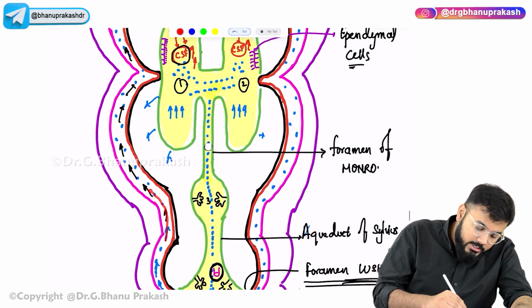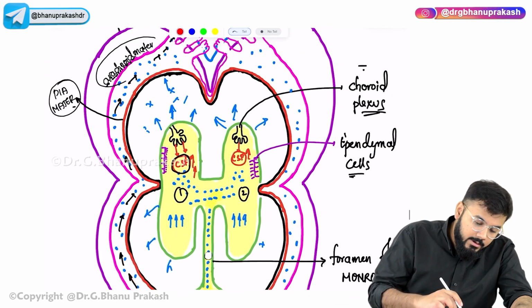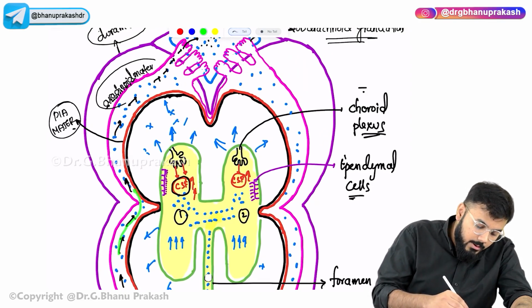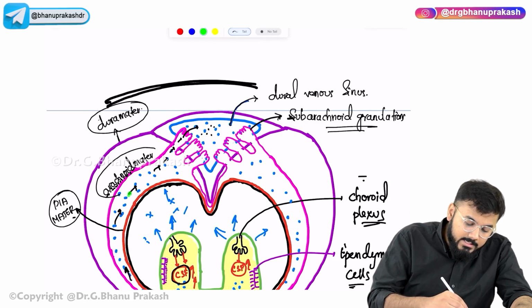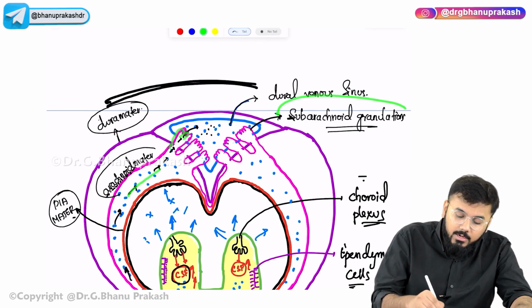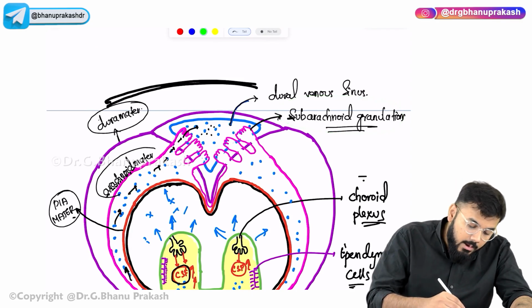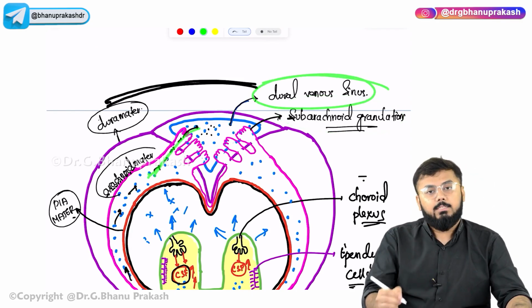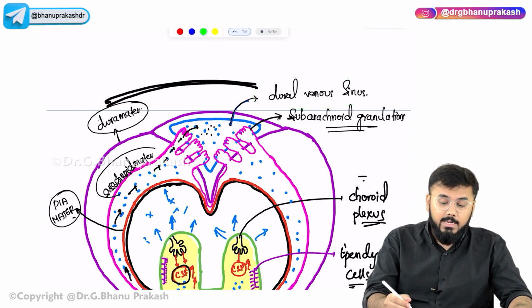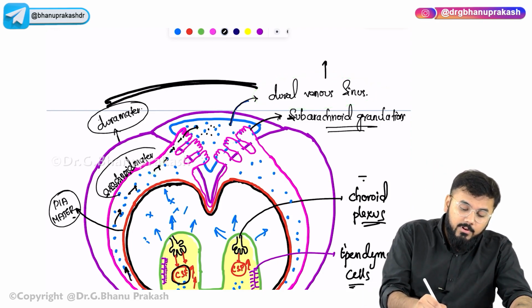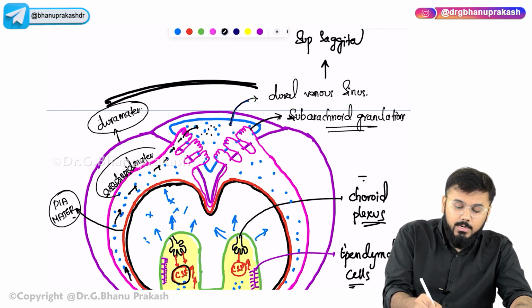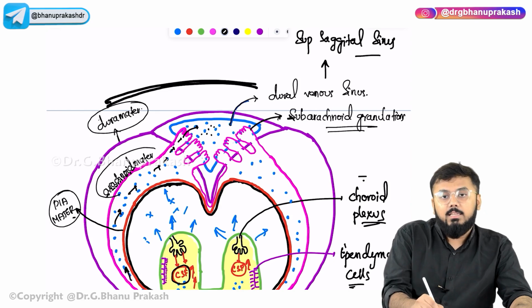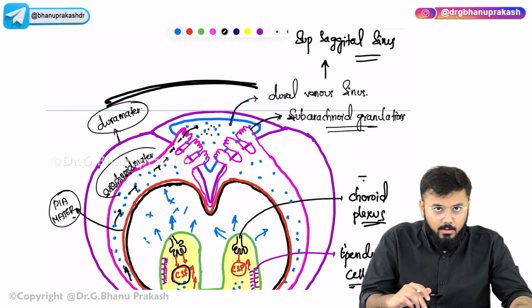Now in the subarachnoid space, the CSF is moving upward, and finally, the arachnoid has granulations called subarachnoid granulations. With the help of the subarachnoid granulations, the CSF enters the dural venous sinus. Now from the dural venous sinus, later on, the CSF will enter the superior sagittal sinus. This is the way the CSF flows out.